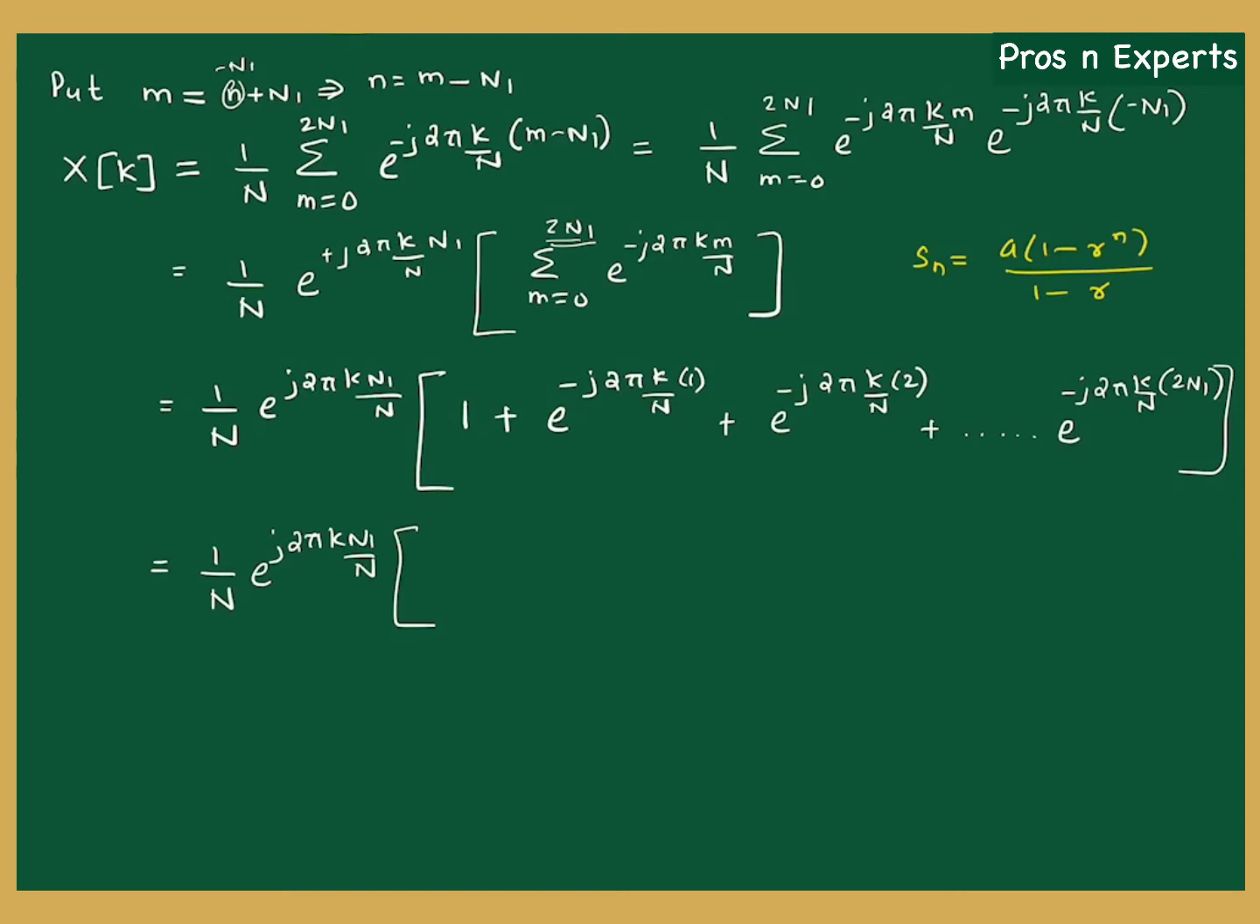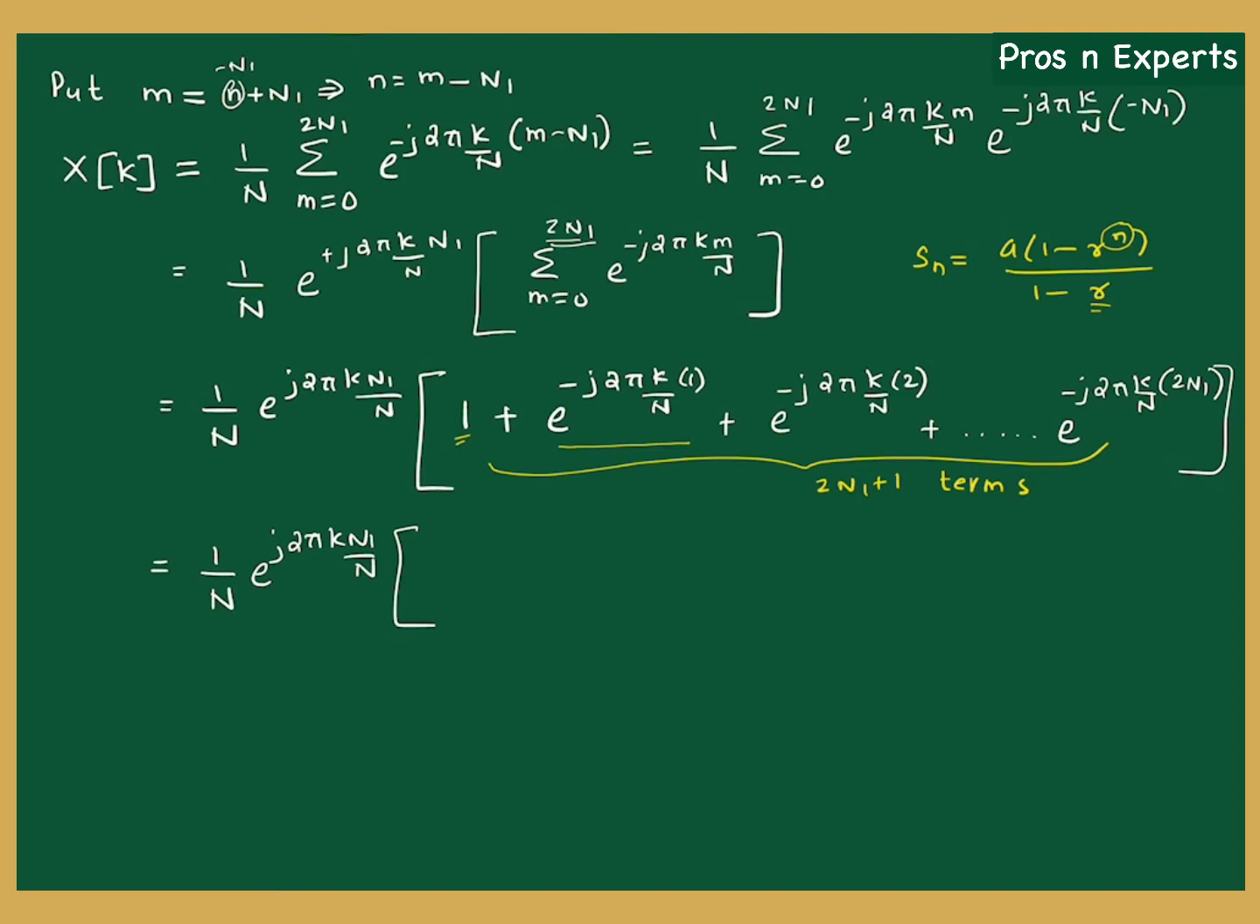So here what is a? First term is 1. Okay, what is the common ratio r? It is e raised to minus j2 pi k by n. Okay, and what is n? Number of terms. You can see the number of terms is, here it is 1, second term, third term, fourth term, etc. up to 2n1 terms, right? And there is a 1 here. So totally 1, 2, etc. 2n1 terms plus 1. So there are actually 2n1 plus 1 terms. Okay, you take care not to make a mistake here. So there are 2n1 plus 1 terms.